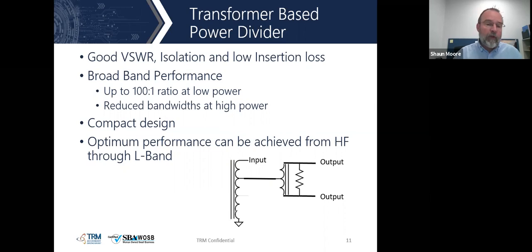And these typically also work from frequencies of HF, right down to a couple of megahertz or kilohertz even, up through L-band, really have an effective height of somewhere right around 2 gigahertz. Popular bands for this are like 5 to 500 megahertz, or 20 megahertz to 2 gigahertz. These parts perform very well. They have good isolation, low insertion loss.